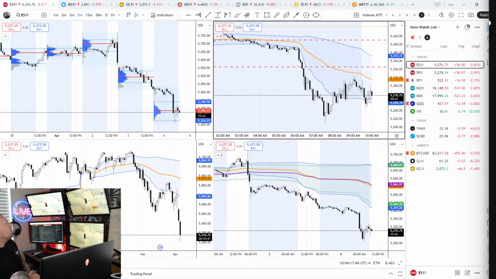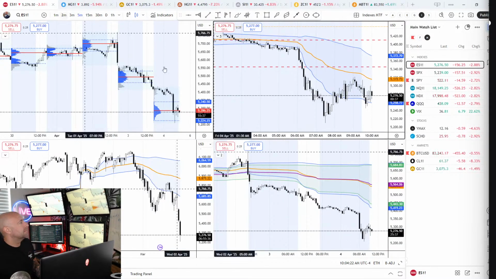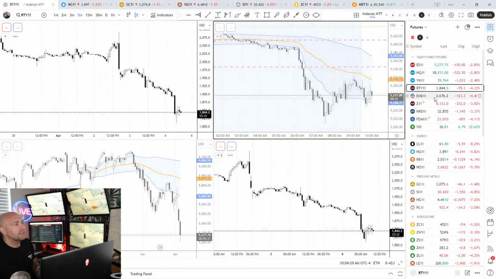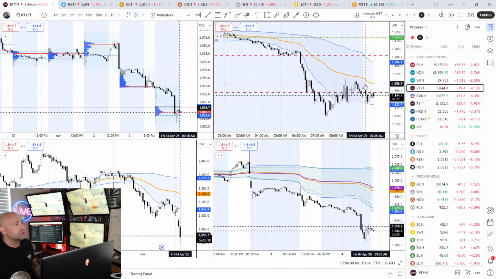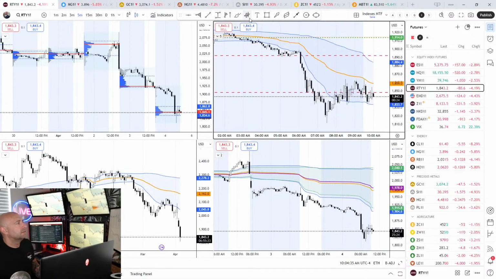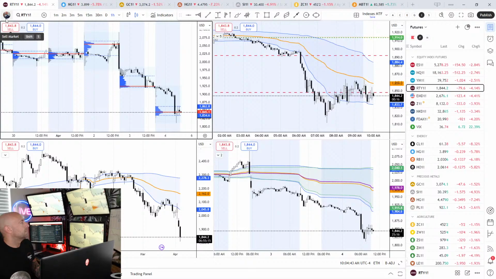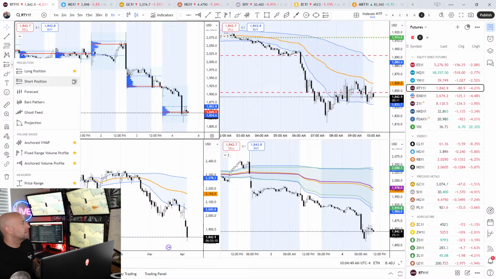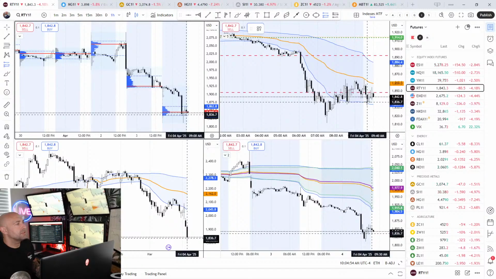And I don't see much in terms of setups. I mean, we just got a kind of a return to value setup on everything in the indexes. I took the one on the Russell. I took the short here, and I took this long. So let me, I got some good feedback on using the long and short tools as opposed to the arrows.